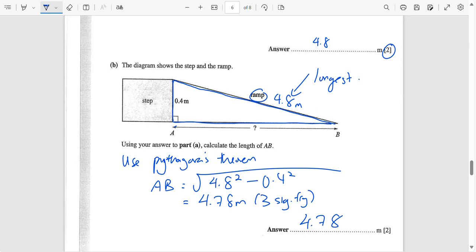Okay, why minus and not plus? Because you're finding the shorter side. If you're finding the longer side, you have to add.